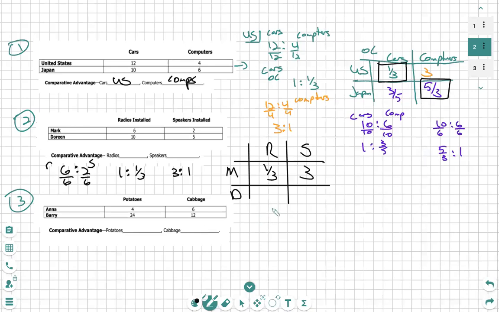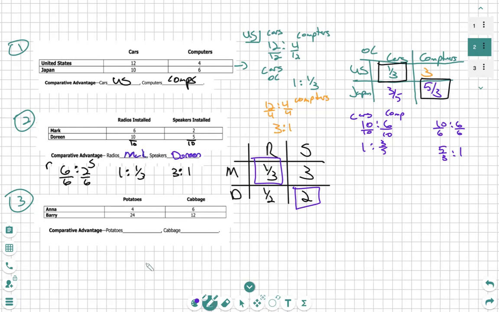We do Doreen, and we see 10 to 5. Divide both by 10. We can clearly see this is going to be 1/2, and this is going to be 2. We find the respective opportunity cost. 1/3 is less than 1/2. 2 is less than 3. Doreen will make speakers, has the comparative advantage. Mark has the comparative advantage in radio. I just wrote speakers twice. I meant to write speakers is Doreen, radios is Mark.